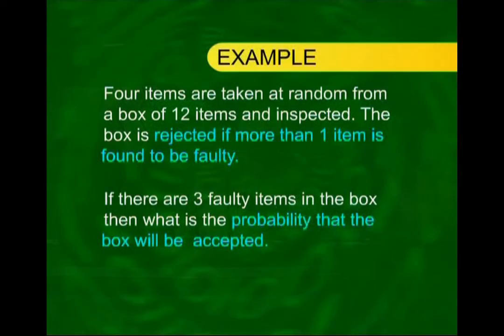As you now see on the screen, suppose that 4 items are taken at random from a box containing 12 items, and the 4 that are drawn are inspected for checking whether they are faulty or whether they are all right. The box is to be rejected for export purposes if more than one item is found to be faulty. Now, if there are 3 faulty items in that box, what is the probability that the box will be accepted?